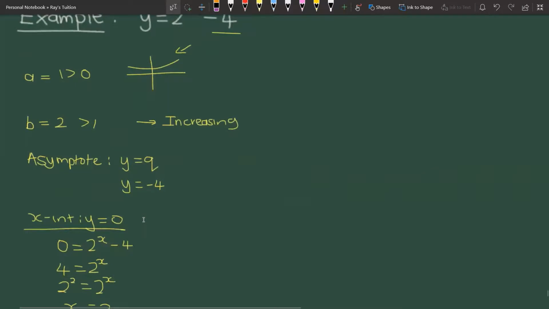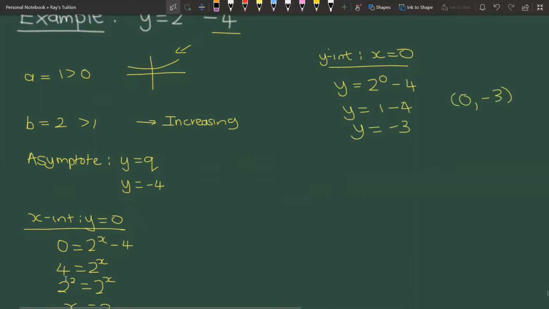The next thing we would like to get is our y-intercept. To get our y-intercept, we make x equal to 0. So it is y is equal to 2 to the power of 0 minus 4, which is 1 minus 4, which is minus 3. So our y-intercept is (0; -3).